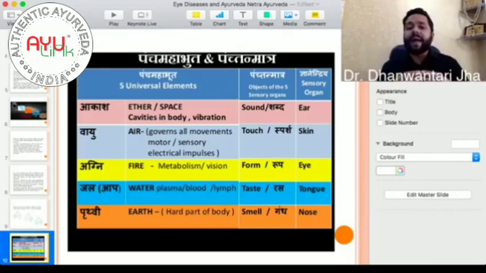Vayu is required for the sense of touch. Agni is required for the sense of vision. Jal is required for the sense of taste, and Prithvi is required for the sense of smell. So whenever there is a strong smell coming from a substance, you have to understand that it certainly has a predominant Prithvi Mahabhuta.